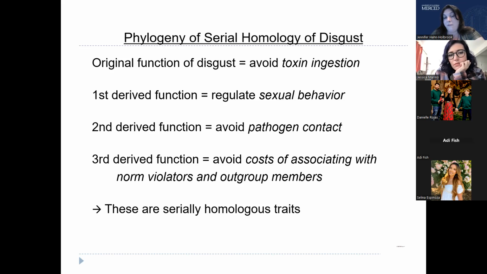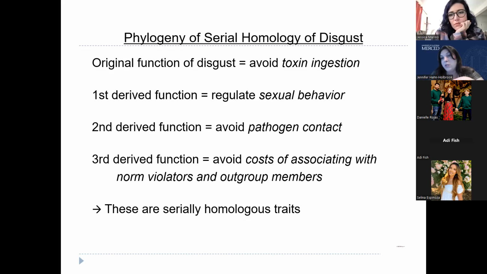And the third derived function is now used for very complex traits in humans, like avoiding association with norm violators or outgroup members. And you might be like, what? We're using this nausea response to be judgmental about people who are not supportive of transgender rights, for example. They think marriage between same-sex partners is disgusting, right? A lot of disgust now gets co-opted in arguments of morality and things like that.